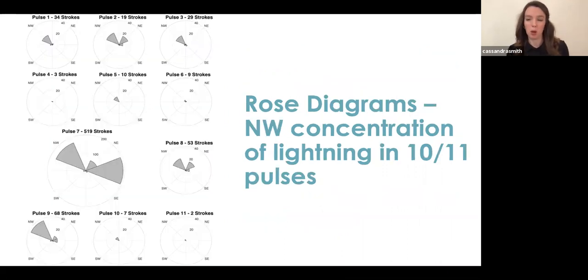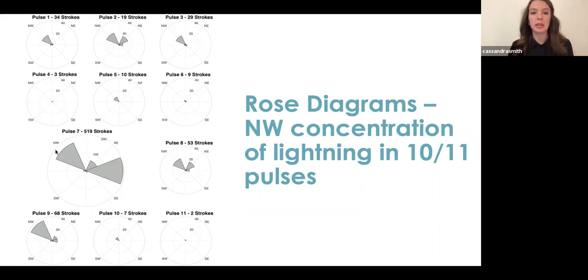Breaking it down by pulse, we can see this even more clearly in these rose diagrams that I built. For these rose diagrams, I looked at the azimuth of the lightning to the vent and divided it into the 8 main octants, so north, south, east, west, northwest, northeast. You get the picture. And counted them up like a histogram.